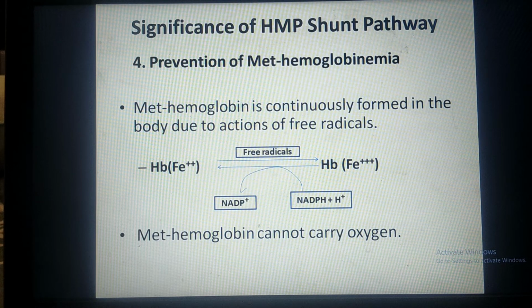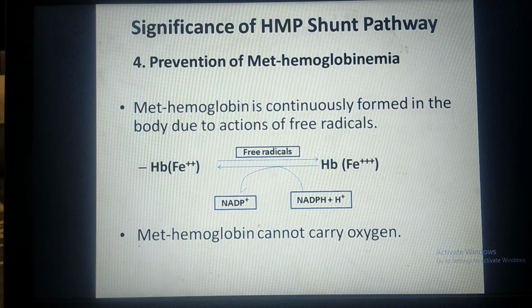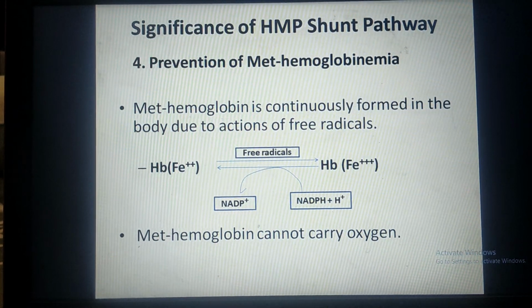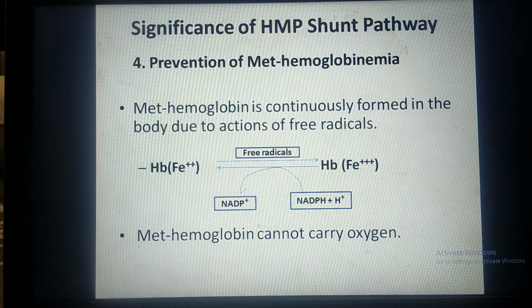Remember, iron in the ferrous form is called hemoglobin, and hemoglobin with iron in the ferric form is called methemoglobin. Conversion of hemoglobin to methemoglobin is continuously taking place in our body by free radicals, but it is converted back to normal hemoglobin with the help of electrons donated by NADPH. So NADPH prevents accumulation of methemoglobin in the body.